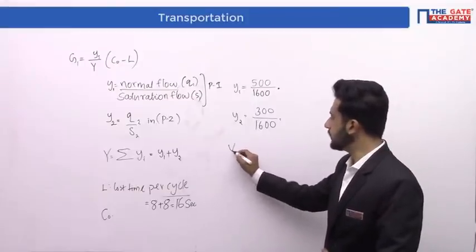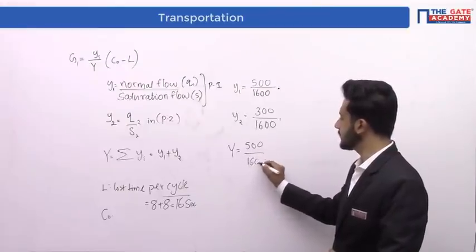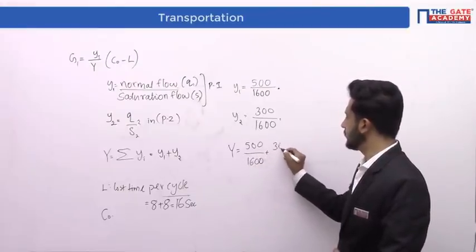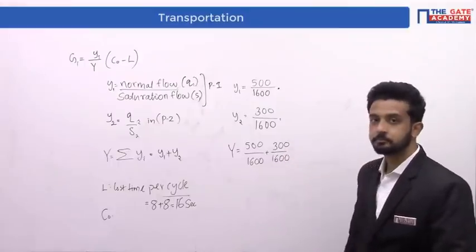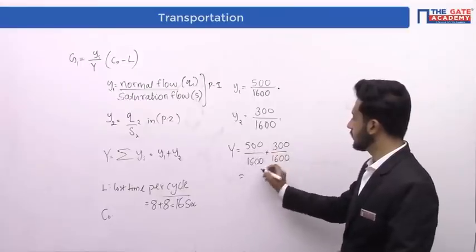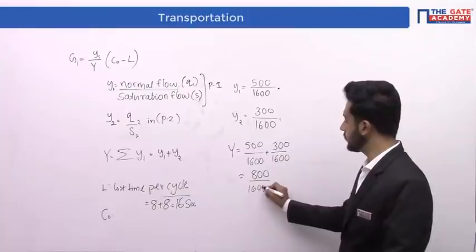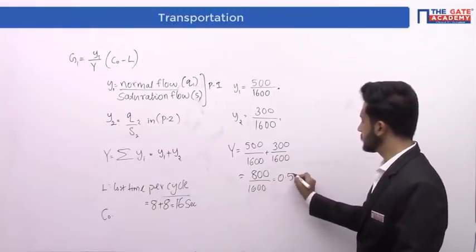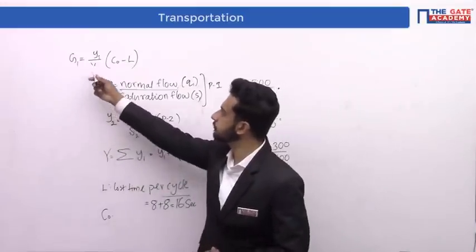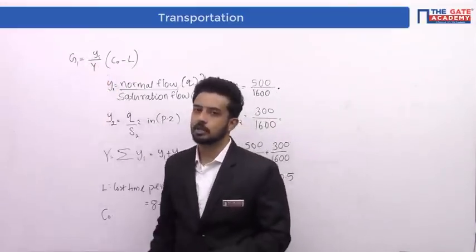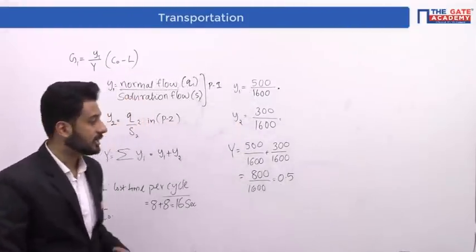What is capital Y then? 500 by 1600 plus 300 by 1600. So what will I get? It will be 800 divided by 1600. We will get 0.5. So in the main expression, this value I got, this value also I got, this L value also we have obtained. Now what is remaining?